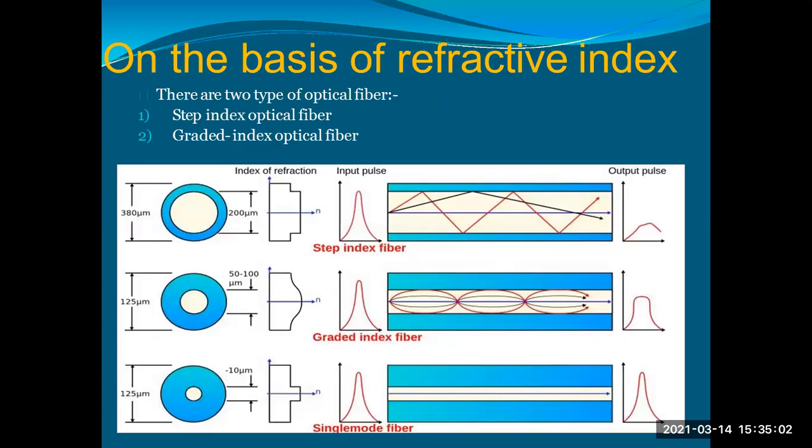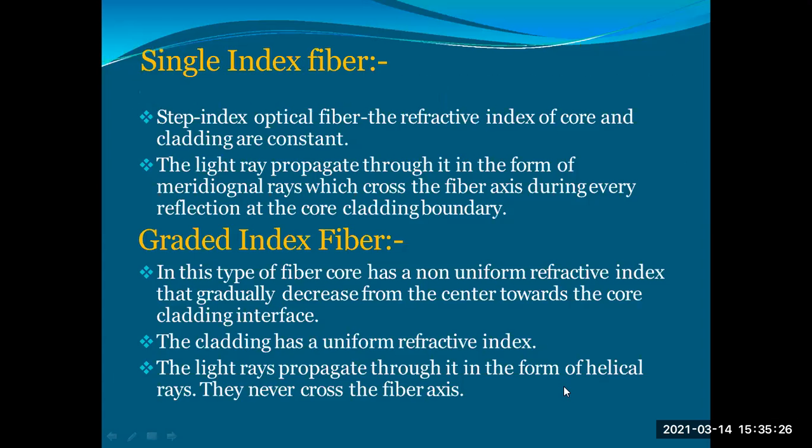On the basis of the refractive index, you can see the diameter of the core in the case of step index and graded index optical fiber, and also this single mode optical fiber. In the graded index, the light signal travels through refraction, right? Here you can see this is the output pulse, and here we say it is the single mode fiber. Now, since we started with the single mode and the multimode optical fiber, we are discussing the step index optical fiber. The refractive index of the core and cladding are constant in the step index optical fiber, right?